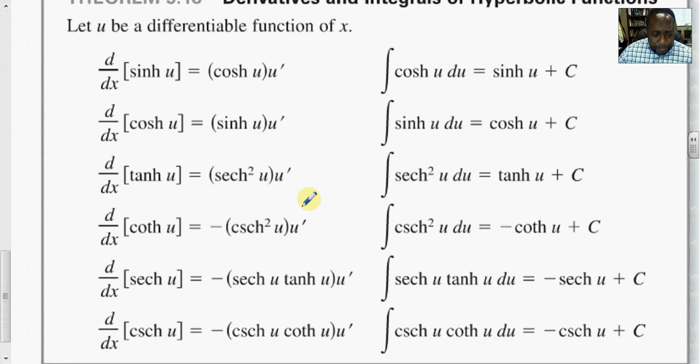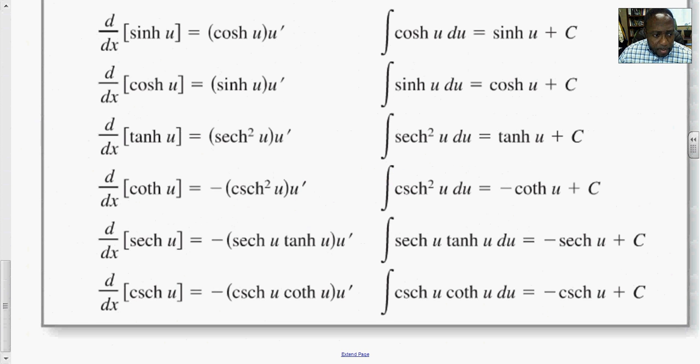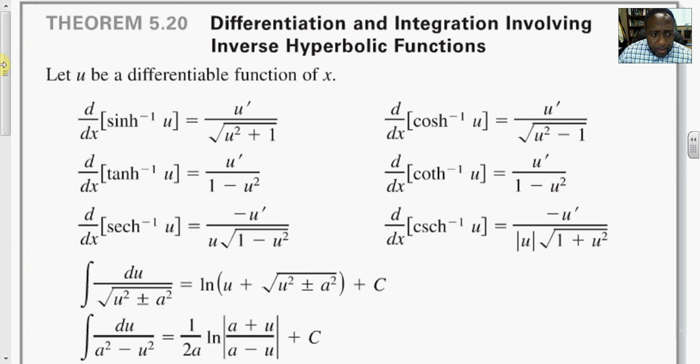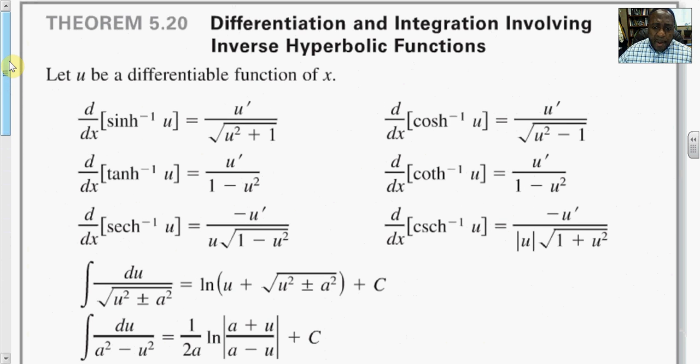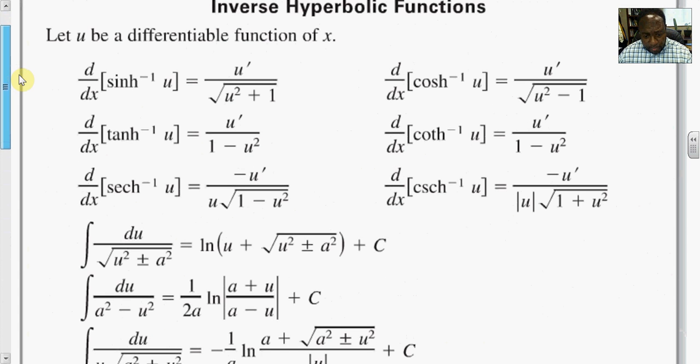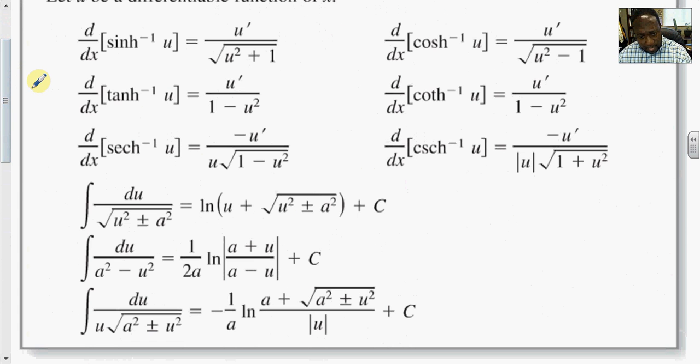Well, there's one more set of formulas, and here are the formulas for the inverse hyperbolic functions, whether we talk about the derivatives or the integrals. And for these, who keeps that stuff in their head? I know I don't, so whenever we have a problem, we have to refer to some kind of formula sheet.